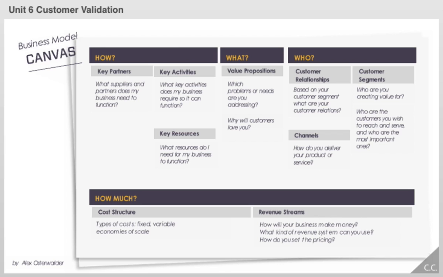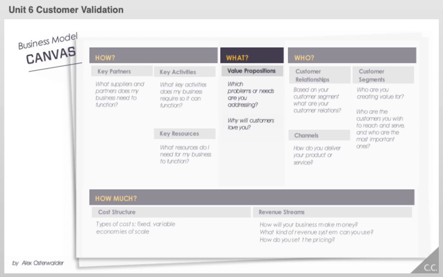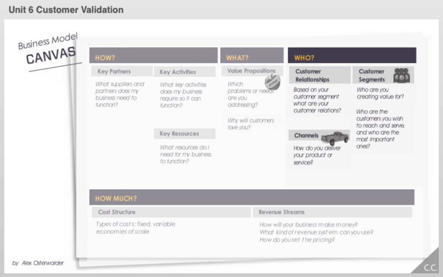The first block is the middle block. It is the what block. What problem we are solving, and why our customers will love us. The second block is on the right and externally focused. It deals with the who. Who are we delivering this product to? Customer segment. How are we going to reach our customers? Channels. And what are our customer relations?